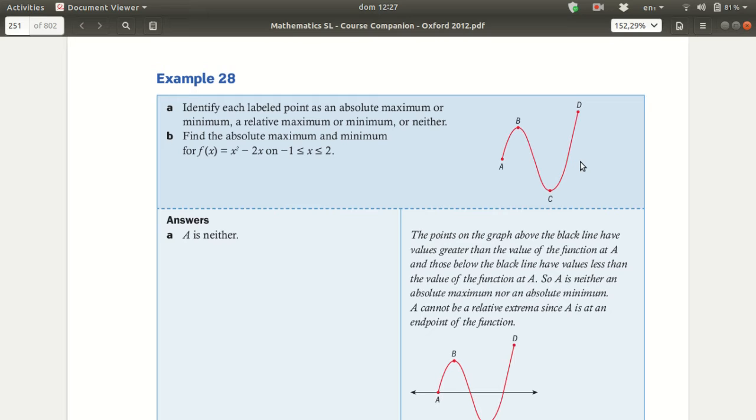This is a classic example of a local maximum. Alright, we see that it's right at the top of this little hill. Okay, so this is a local maximum. Let's look at point C.